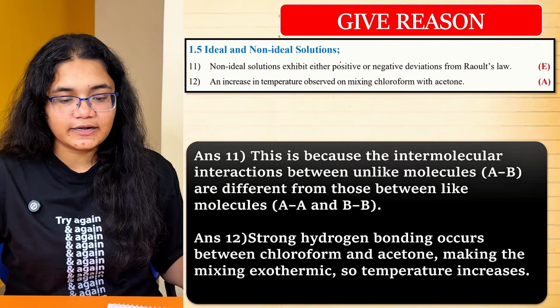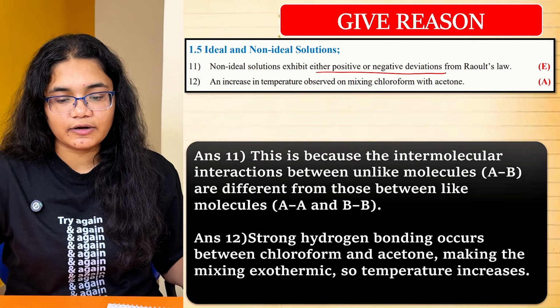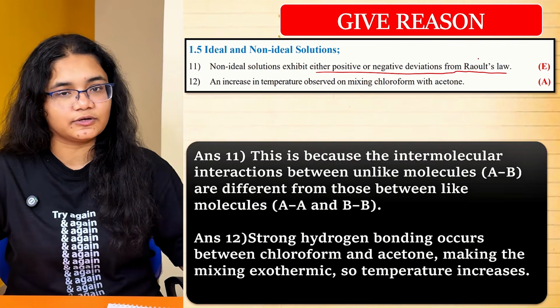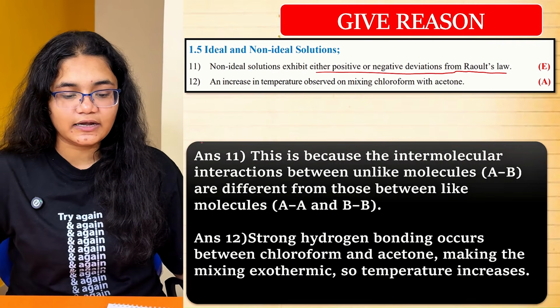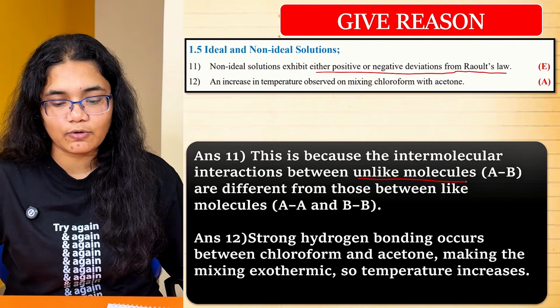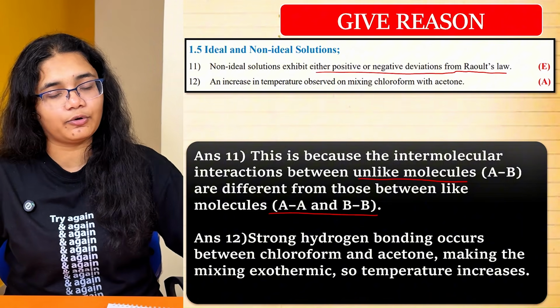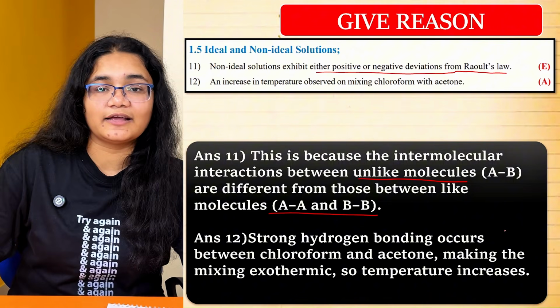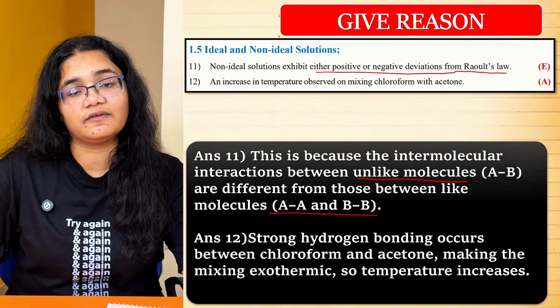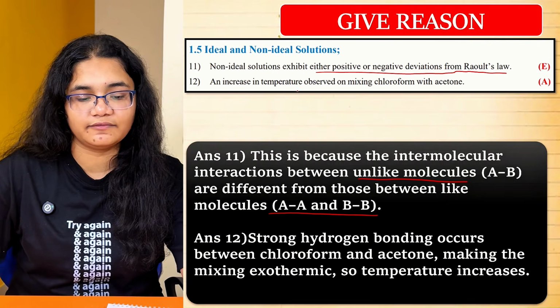Next, non-ideal solutions exhibit either positive or negative deviation from Raoult's law. That is because of the interactions. This is because the intermolecular interactions between unlike molecules A and B are different from that of AA and BB. It can be either higher or lower. If the interactions are stronger, then we get negative deviation. If the interactions are weaker, then we get positive deviation.